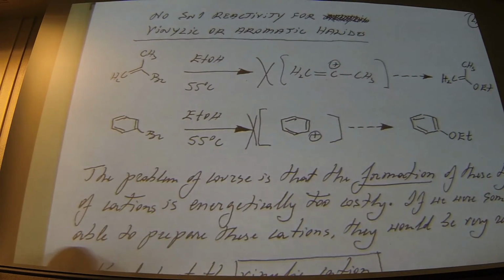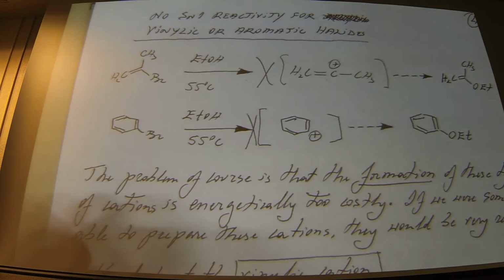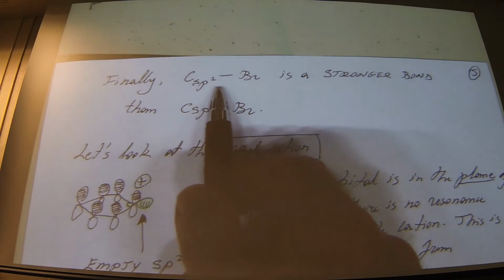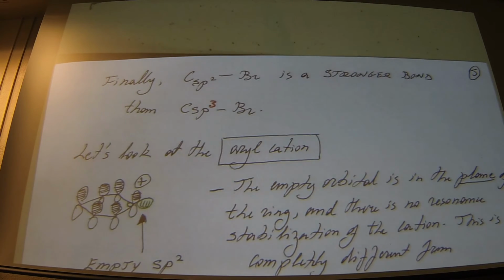So, bottom line, is what I said before, this doesn't happen. And it doesn't happen because it's going to cost you just way too much energy to break that carbon-bromine bond to form a vinyl cation. Vinyl cations are very energetic. Another reason, too, and maybe this factors in a little bit, is that the C sp2 bromine bond is stronger than the sp3 bromine bond. Remember that those bonds to hydrogen, but also to bromine, are shorter and stronger than they are in sp3.